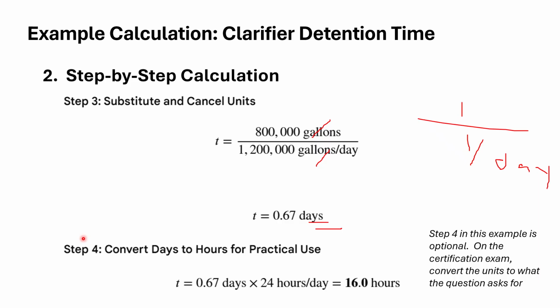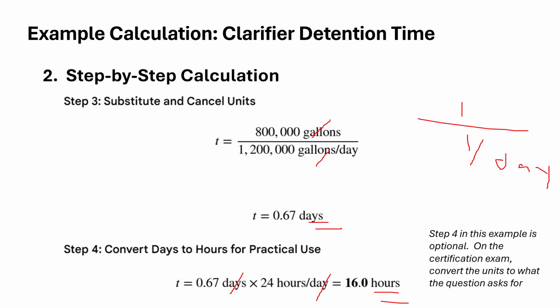But most people don't think in fractions of days, so we would convert that to hours. We do that by taking 0.67 days, our detention time, multiplied by 24 hours in one day. Those units cancel out and we're left with units of hours. So 0.67 times 24 is 16 hours.